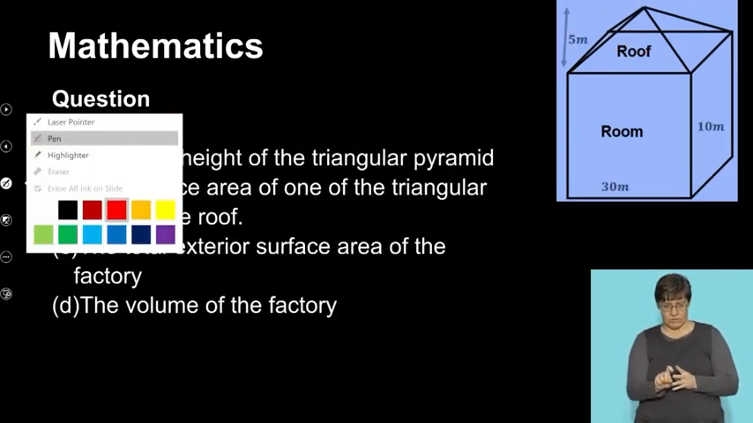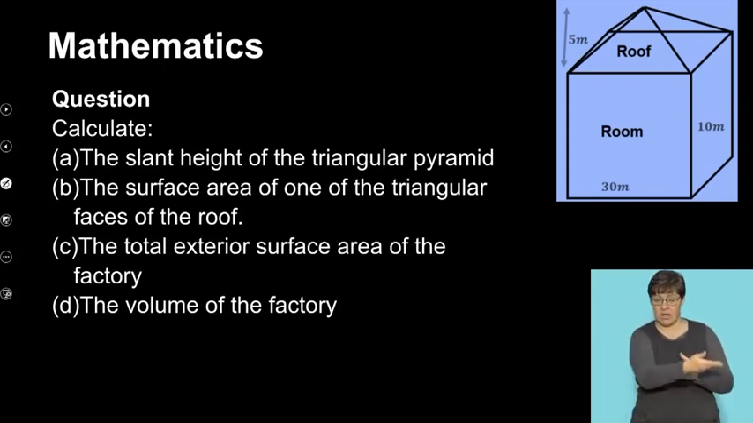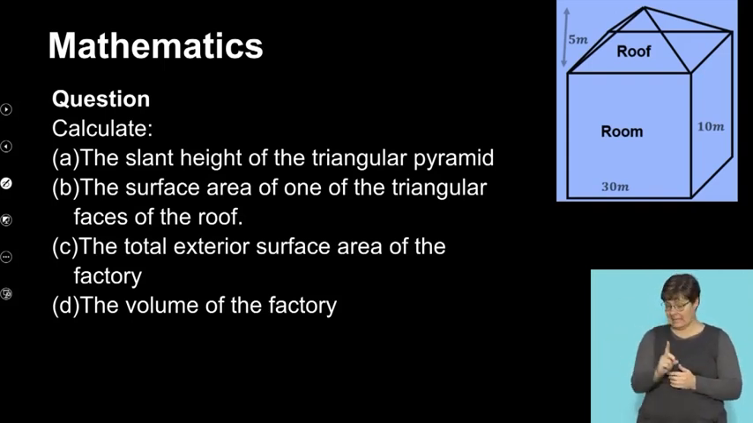So these are the questions that we're going to get through. We're first going to calculate the slant height of the triangular pyramid. Then we're going to calculate the surface area of one of the triangle faces of the roof. C is asking me for the total exterior surface area of the factory. And then D is asking me for the volume of the factory. So we're going to look at each of these individually, and we're going to discuss strategies as we go.